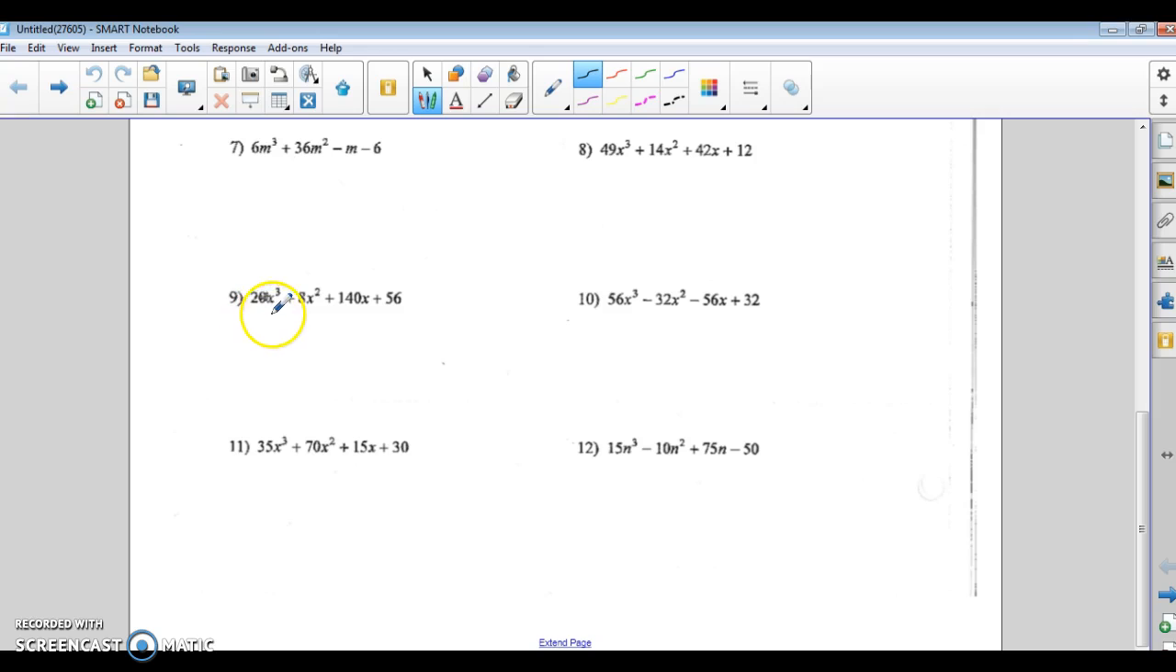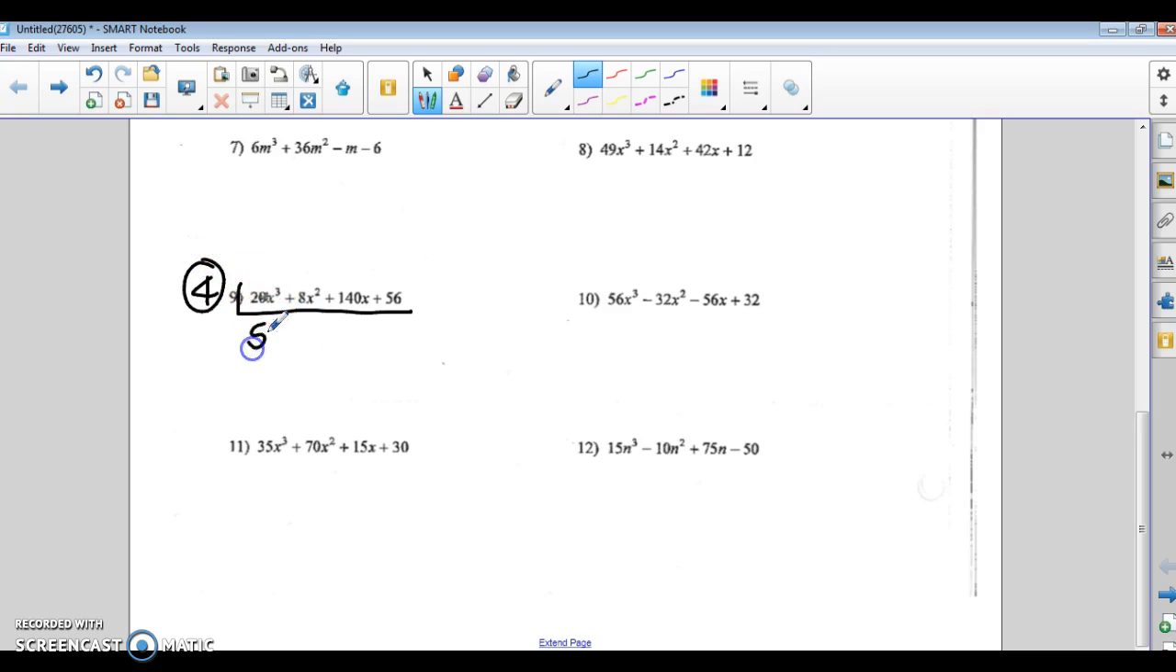Because if you look at 20x to the third power plus 8x squared plus 140x plus 56, actually there is a common factor. What is the greatest common factor among those four terms? Okay, greatest common factor is 4. So in this case, we can factor out the greatest common factor, which is 4. That's a GCF.